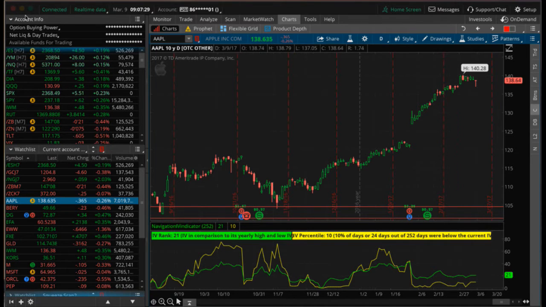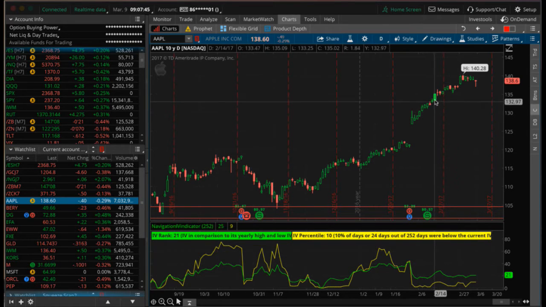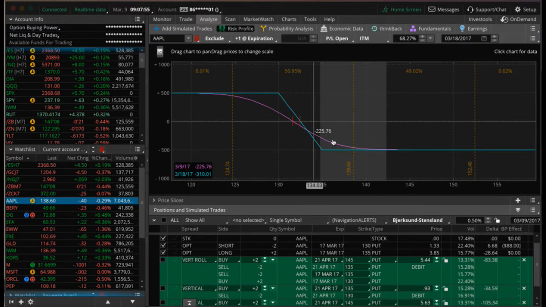So the example we're looking at, and this is a position that we have on for our Navigation Alert subscribers, is in Apple. So we put on a debit spread looking for a down move about right here because we were looking at that as a short-term price extreme, just looking for a little bit of a pullback. Obviously that didn't happen. It kept going. So our position looks like this, right? We're almost at a max loss.